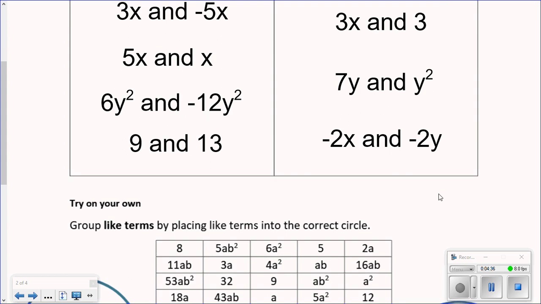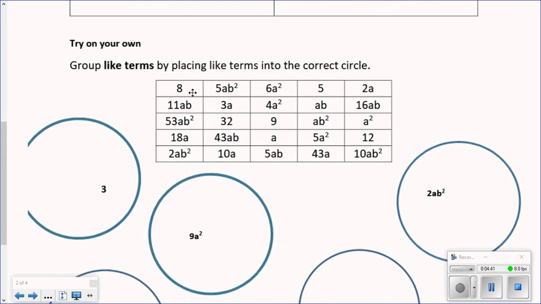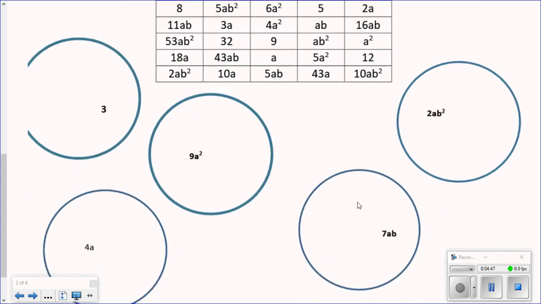Okay? So you are going to try this part on your own and match each of these terms in the table to the correct circle that they have like terms with. Okay? So you're going to go ahead and give that a try. You can pause the video, or you can come back to it at the end. It's up to you.